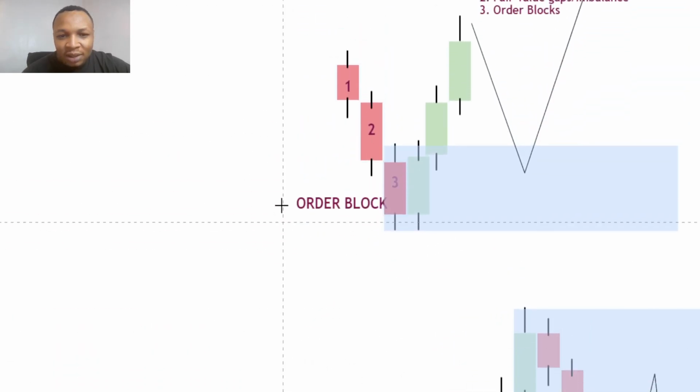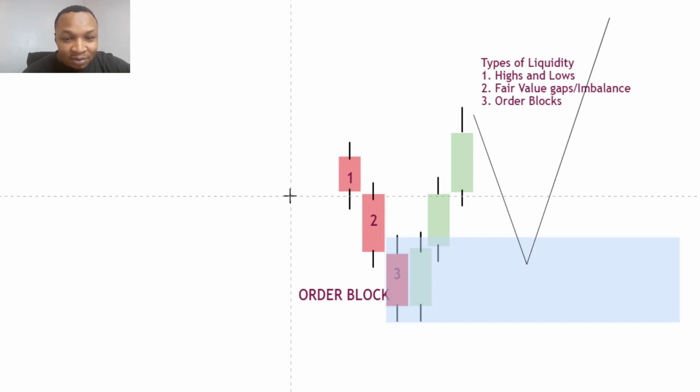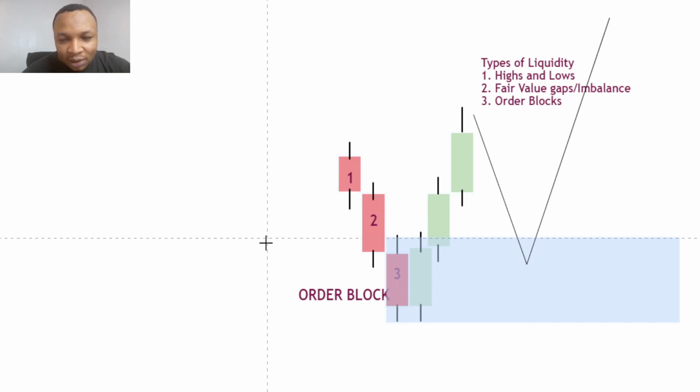So these are three examples of different types of liquidity. We taught in previous videos the highs and the lows, the fair value gaps and imbalance, and now the order block. If you keep it as simple as this, you're going to understand. There are other types of order blocks that are a bit advanced, but for a beginner, I think this is going to be enough. When we start the next series, we're going to start learning other forms of order blocks. Alright, I hope this video was helpful and very explanatory.